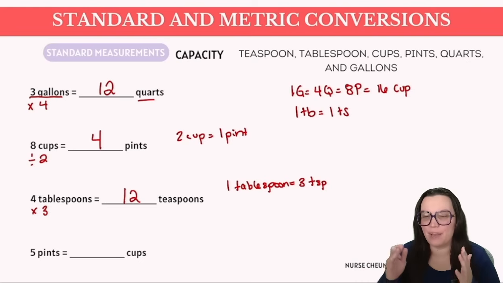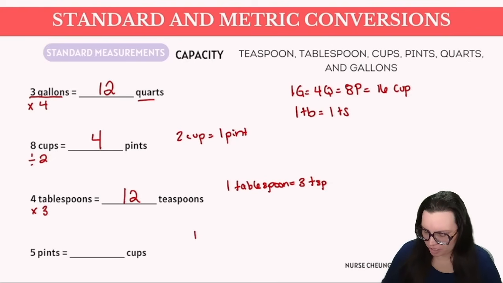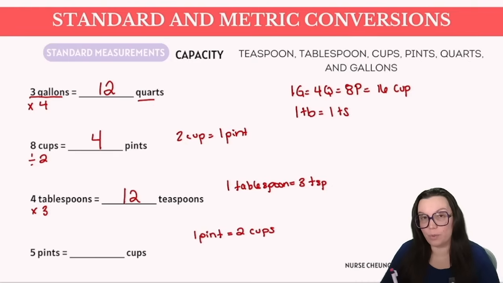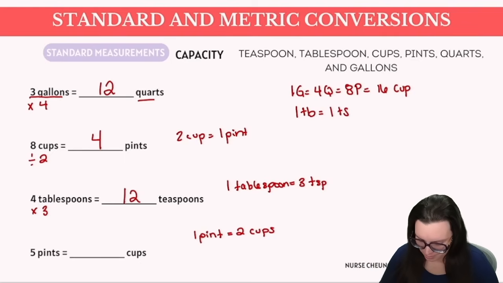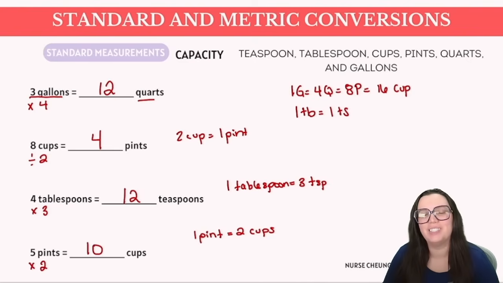And then lastly, we have 5 pints is equal to how many cups? So as we talked about before in example 2, we know that 1 pint is equal to 2 cups. So what are we going to do when we go from a larger number to a smaller number? We're going to multiply. So we are going to multiply our 5 pints by 2, and that is going to give us our correct answer of 10 cups.